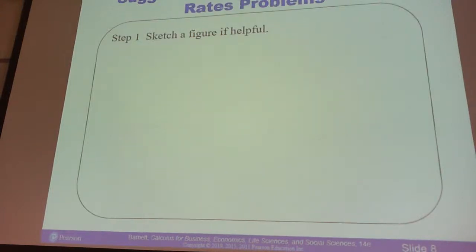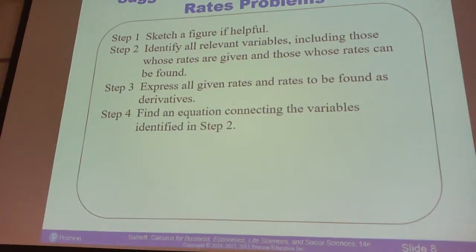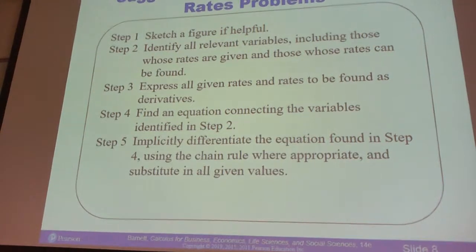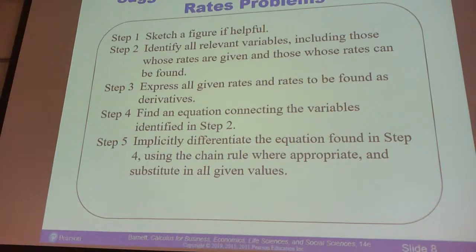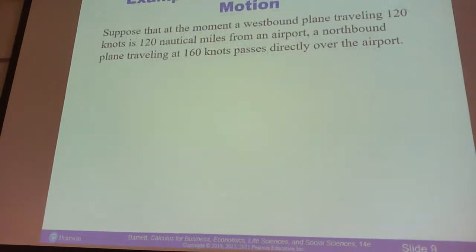So, some advice. Sketch a figure. It helps. Make sure you identify what all the variables are. Express all the rates and what you need to find. Find an equation connecting the two. Implicitly differentiate the equation. Define the derivatives. You may have to use different rules. And then solve the derivative to give you the unknown rate.